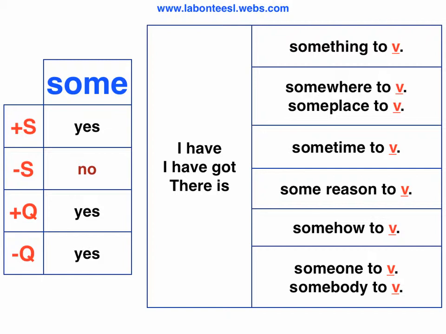Please repeat. I have something to eat. He has somewhere to go. They have got some place to shop. I have some time to talk to you. I've got some reason to do it. I have somehow to do it. There is someone to talk to you. I have somebody to meet.